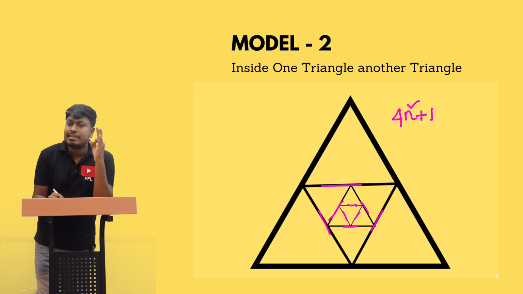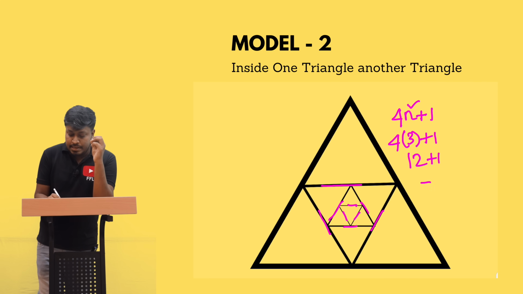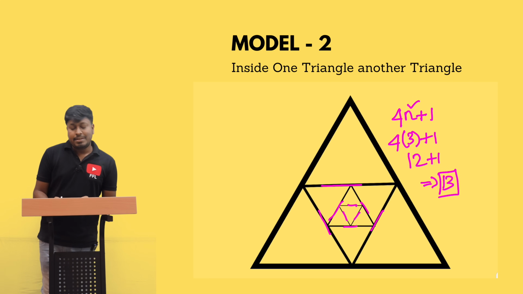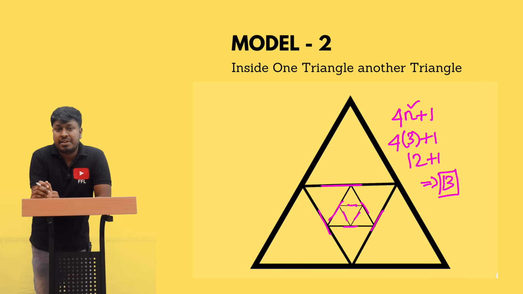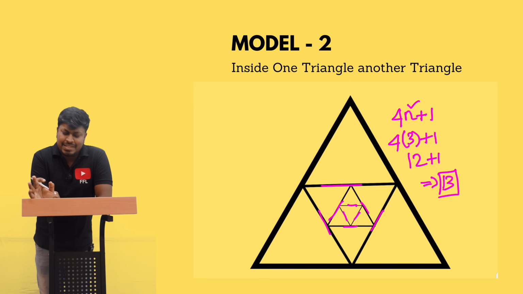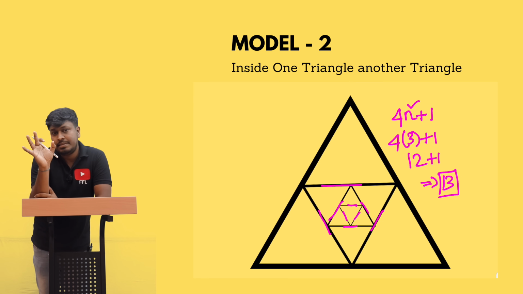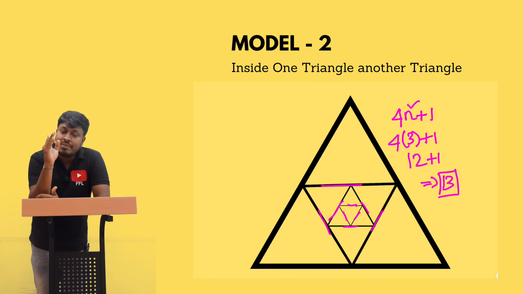So instead of n, substitute 3. So 4 into 3 plus 1. So 4 into 3 will be 12 plus 1 equals 13. So finally you can say the answer for this question: there are 13 triangles in the given image. Got it or not? So friends, this model number 1 is very simple to solve as well as very easy. You don't want to go with manual calculation, it is difficult. If you go with manual calculation, it is very difficult.